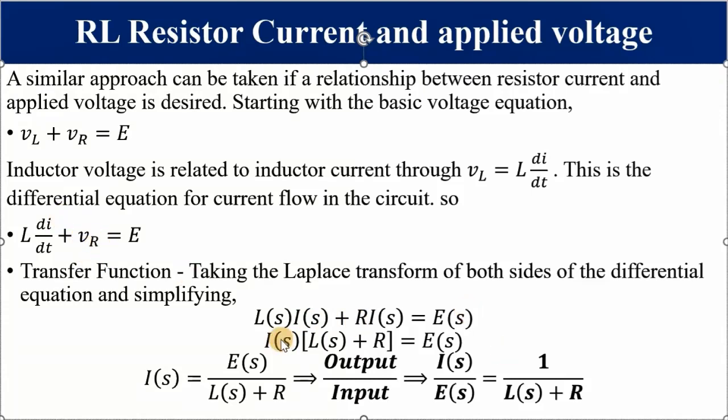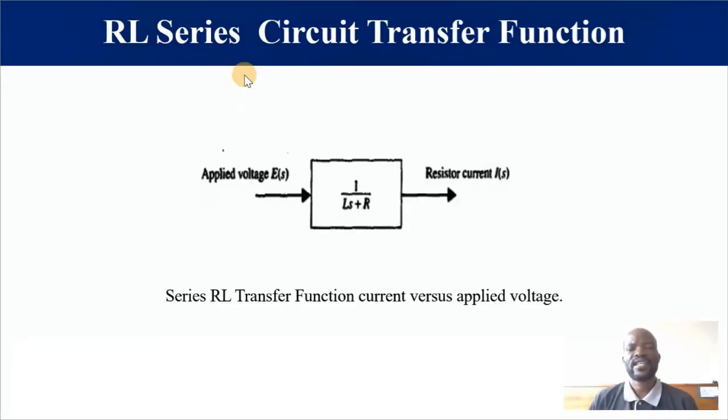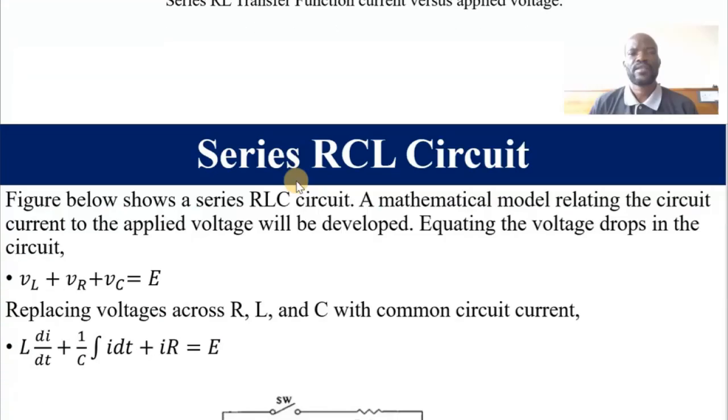I'm going to factor out I of S, and eventually the transfer function will be equal to 1 divided by L of S plus R. The transfer function showing the relationship between the resistor current I of S and the applied voltage E of S is 1 divided by L of S plus R. So we are saying this is the series RL transfer function showing the relationship between current and applied voltage.